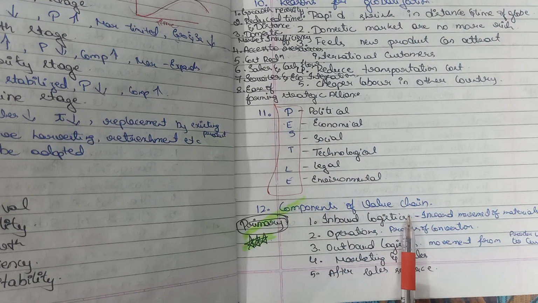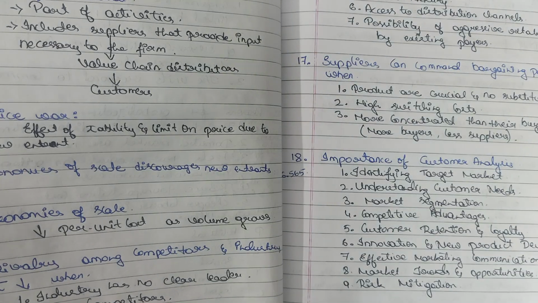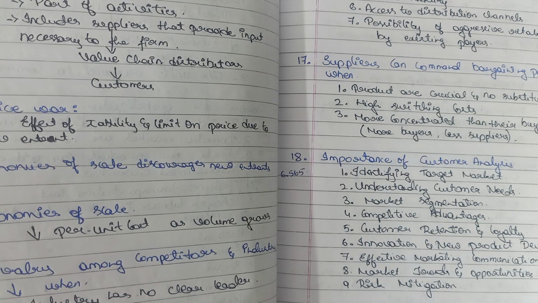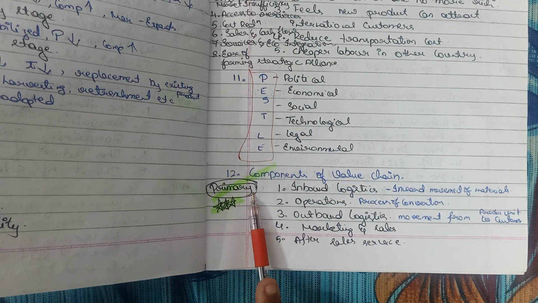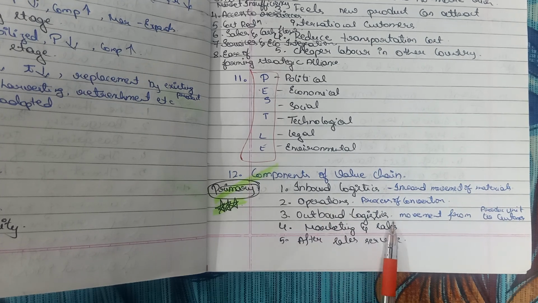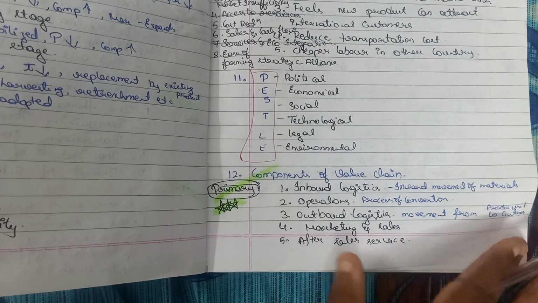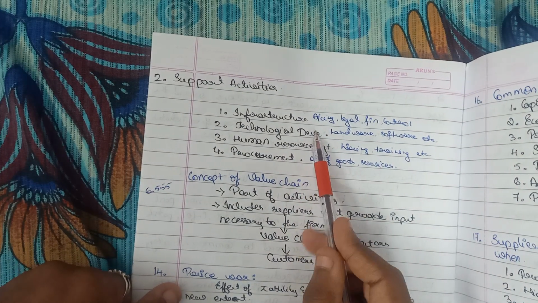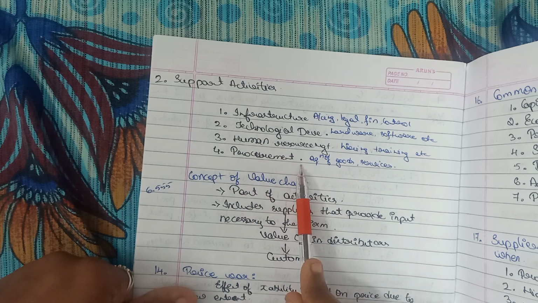Components of value chain. There are primary and secondary types of value chain activities. Primary is the primary one, and secondary we call support activities. When we look into the primary ones, those are inbound logistics, operations, outbound logistics, marketing and sales, after sales services. Now let's see about the supporting activities. Those are infrastructure, technological development, human resource management, procurement.